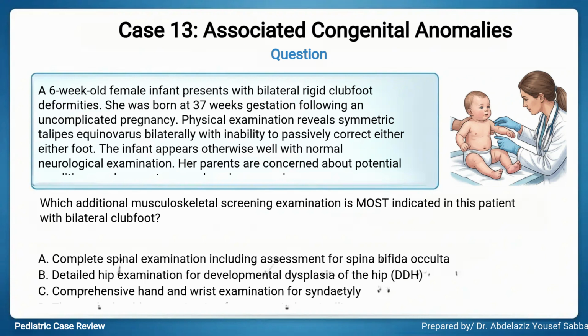Which additional musculoskeletal screening examination is most indicated in this patient with bilateral clubfoot? Option A, complete spinal examination including assessment for spina bifida occulta. Option B, detailed hip examination for developmental dysplasia of the hip. Option C, comprehensive hand and wrist examination for syndactyly. Option D, thorough shoulder examination for congenital torticollis.